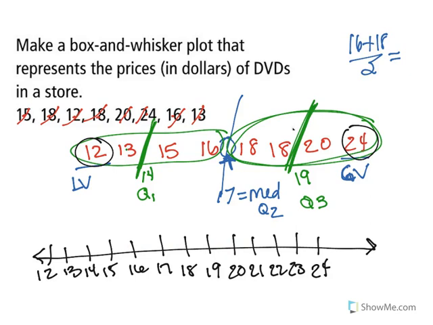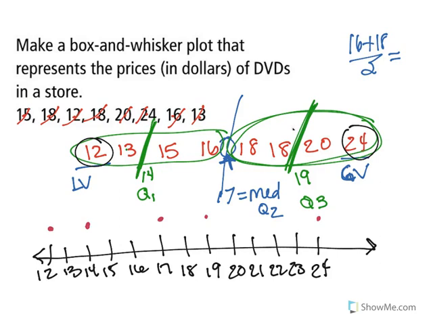So now let's make this a pretty pink color. We're going to take our least value and put a point there. Why is that still not the right color? There we go. We're going to take our Q1 and put a point there. We're going to take our median and put a point there. We're going to put a point at Q3, which is 19. And we're going to put a point at our greatest value, which is 24. So that's our 5 points that have to be on our box and whisker plot.